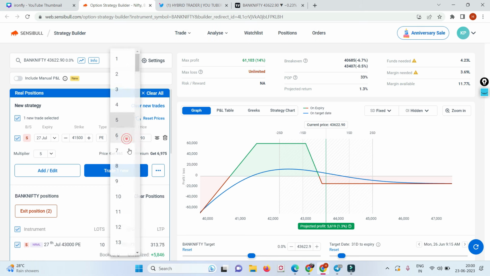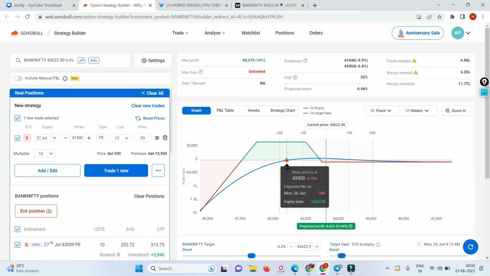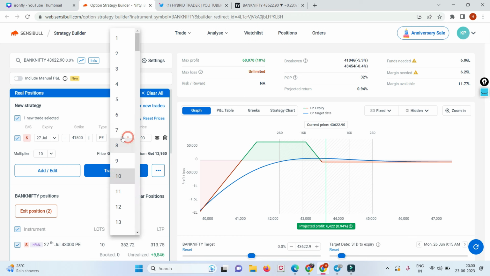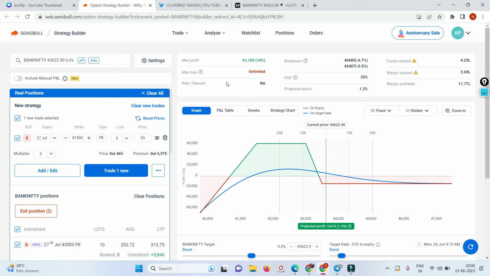Check the blue line. If I make this 10, check the blue line. The blue line safety will decrease. It's up to you. Check this profit. With this 10 lots, my profit is up to 68,000. With 5 lots, boss, this is very, very important for you to understand. Though your profit has reduced, but check the blue line. Your loss will start only when the market gives the breakdown of 5.32%. It's up to you, but your loss will increase here from 6,000. It will increase to 30.